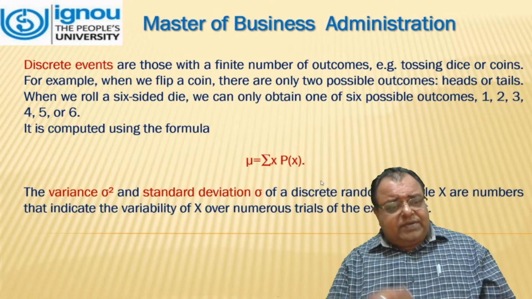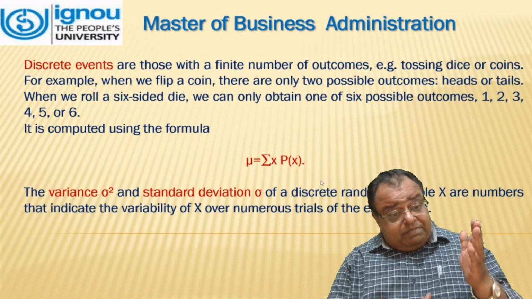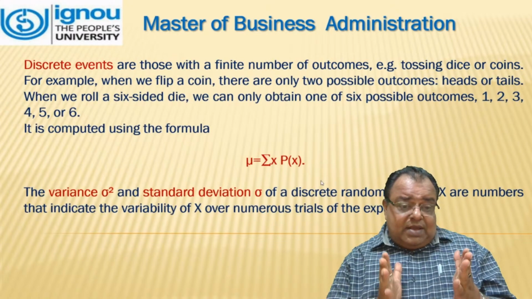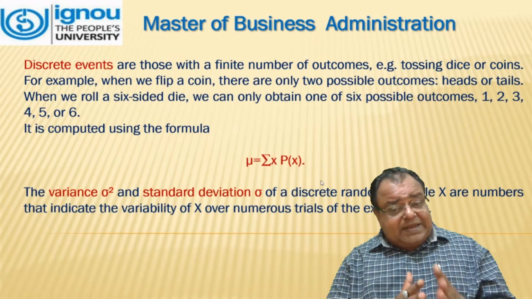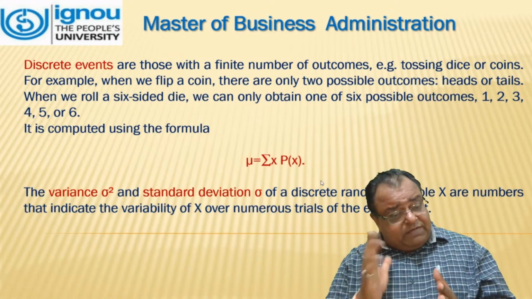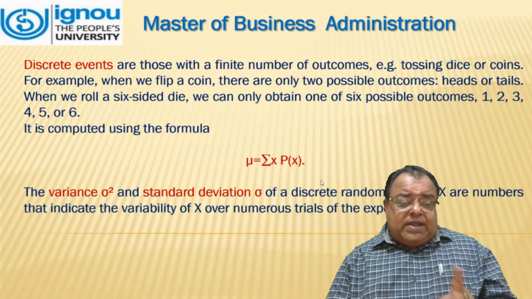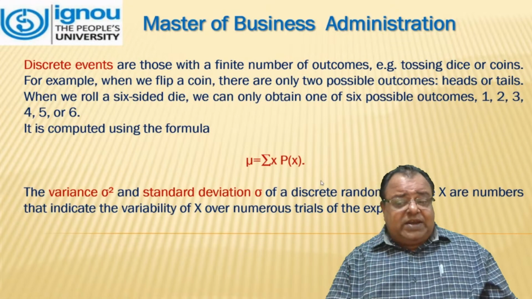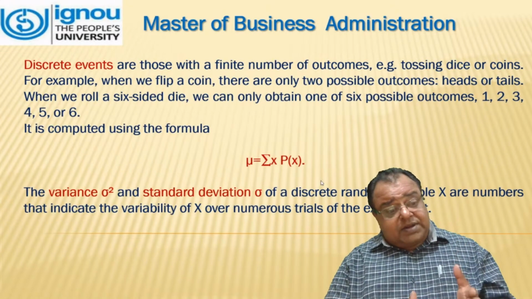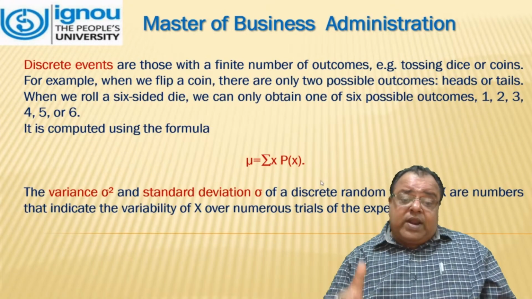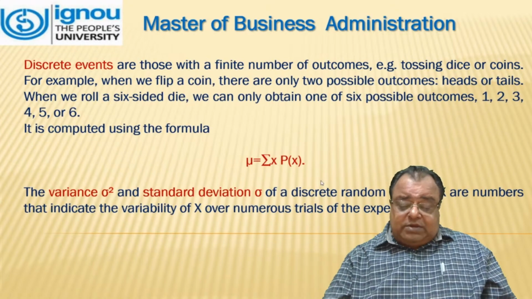In that case, if we have to compute the mean, the mean will be the summation of x into P(x). X is the event and P(x) is the probability of the event. The variance, that is sigma square, and standard deviation sigma of a discrete random variable are numbers that indicate the variability of x over numerous trials of the experiment.